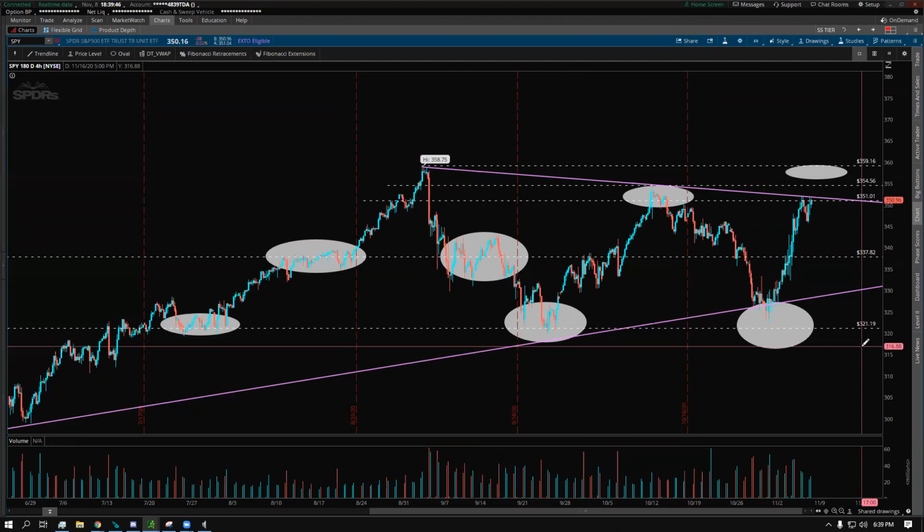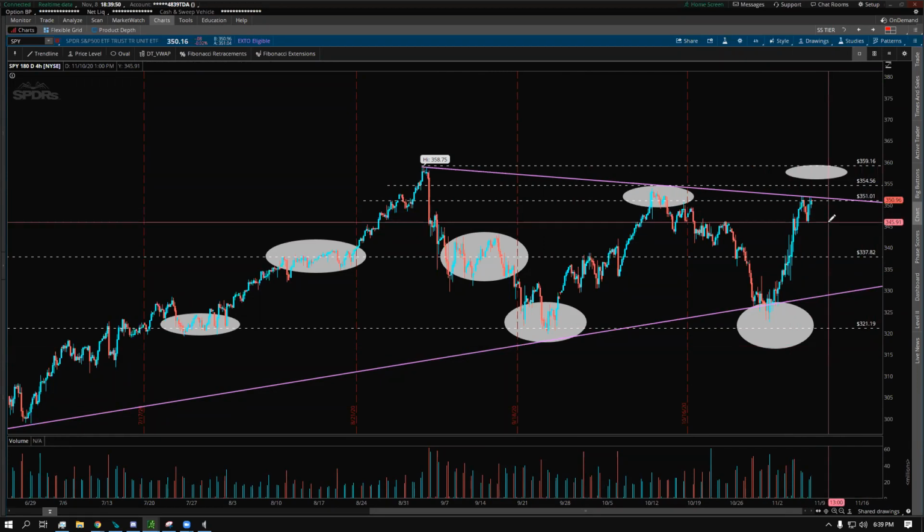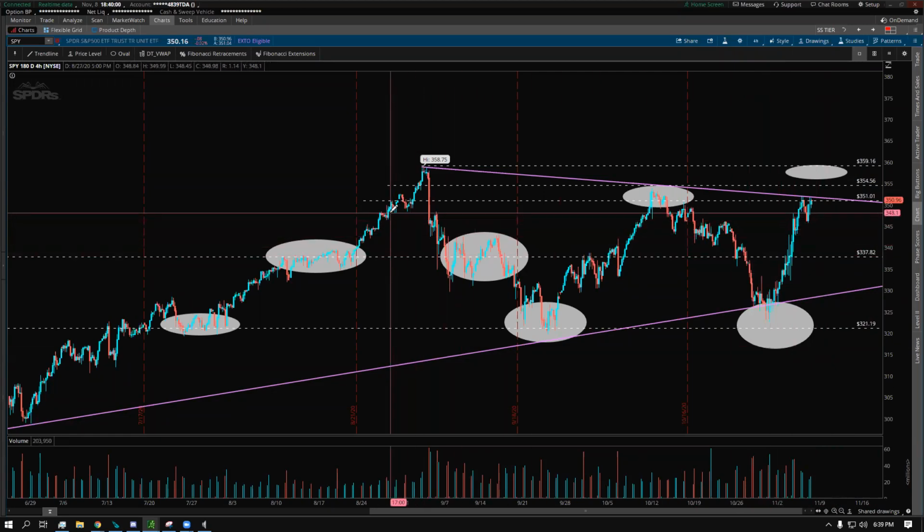I want to find support on 351, definitely. I have to find support there to remain bullish on SPY. It's very possible we test all-time highs this week, but as we approach all-time highs, we're going to be more and more careful because a reversal can happen at any time. So just be very careful.